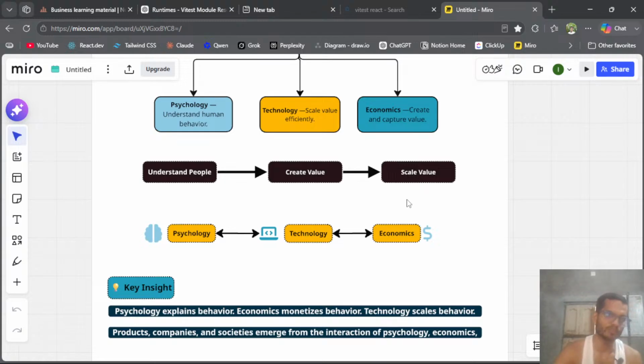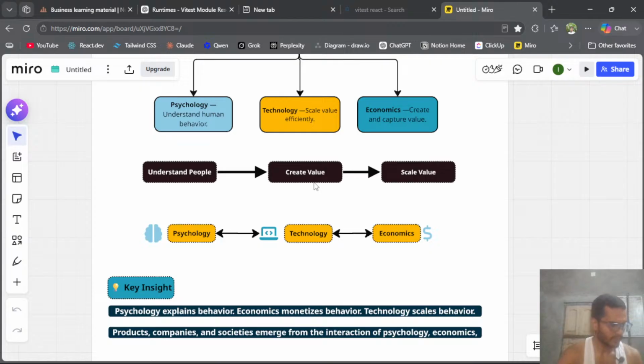So let's first understand value, because our first component is psychology, which is understanding people. Second is create value. Third is scale value. Then you need technology. It doesn't mean that because you are a developer, you can create technology. No, that's not the case. You are creating technology because you are just scaling a value. That's why you need technology. Otherwise, if you don't understand what value you are providing to society with your technology, you're just wasting your time, right? That's the thing you have to understand first.